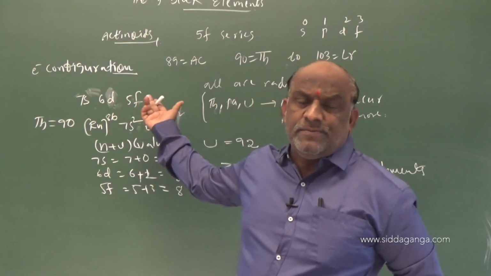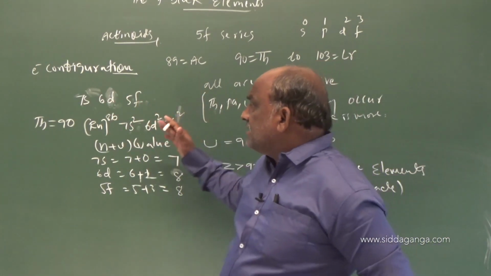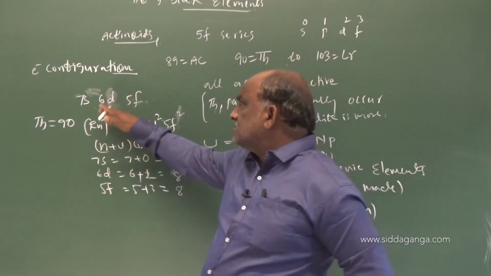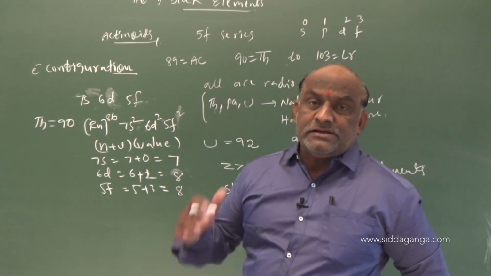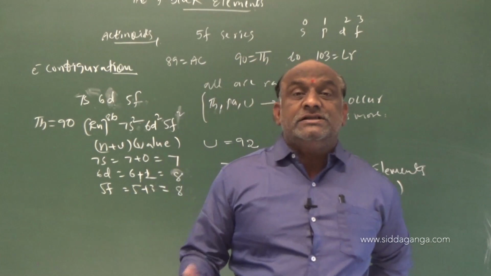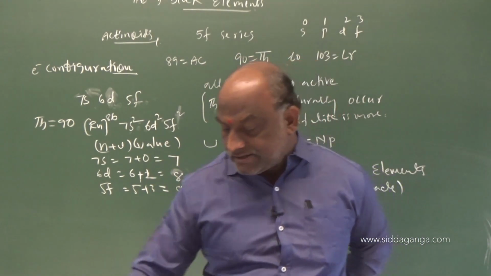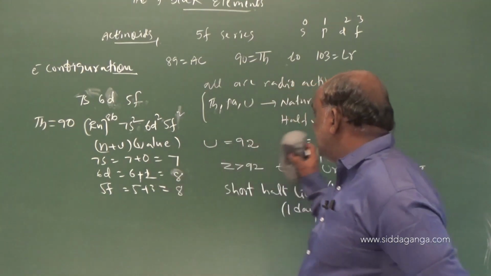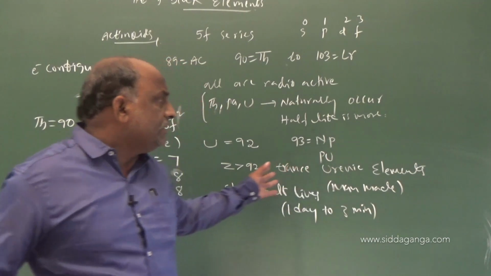The 7s, 6d, 5f gap is minimum, not considerable. Due to that, electrons easily jump from s to d, d to f. As the number of unpaired electrons increases, the number of bonds increases, and oxidation states also vary. Clear? So, these are the general points regarding actinides.